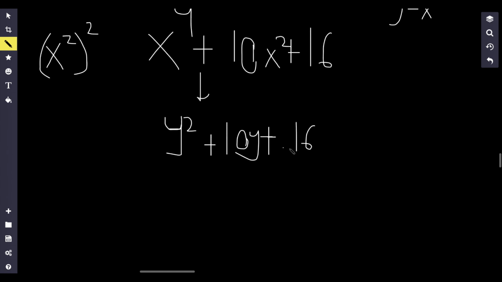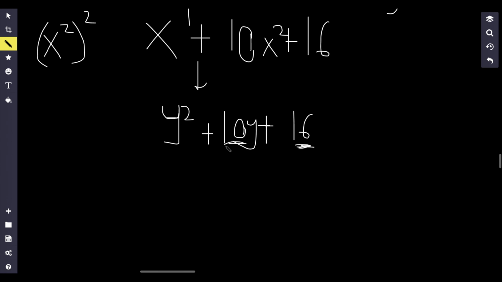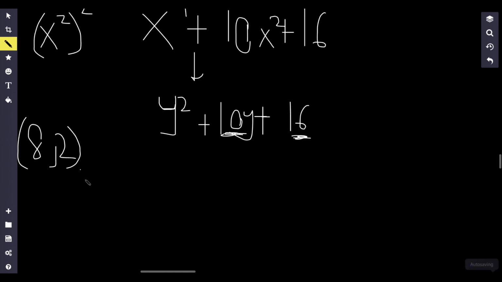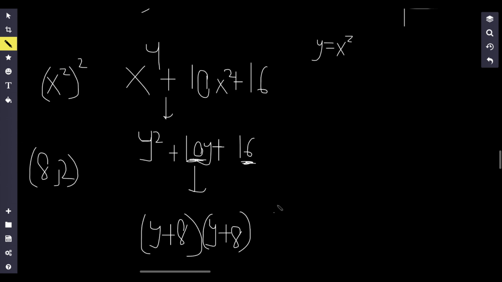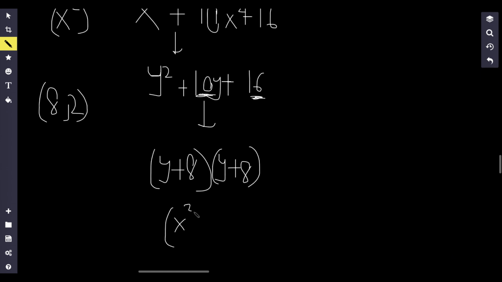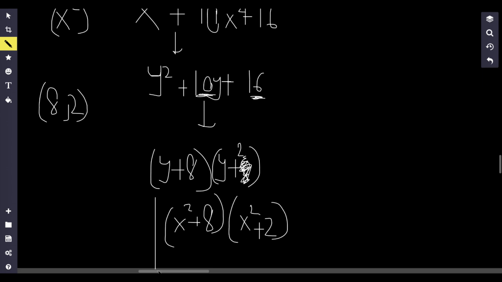And now you know how to factor this, right? Two numbers that multiply out to be 16 and add up to be 10. Well, with enough practice, you'll instantly know that it's 8 and 2. 8 times 2 is 16, 8 plus 2 is 10. I can factor this into y plus 8 times y plus 2. And now all we have to do is resubstitute x squared back in for y. So I'm going to get x squared plus 8 times x squared plus 2. And that's going to be our answer.